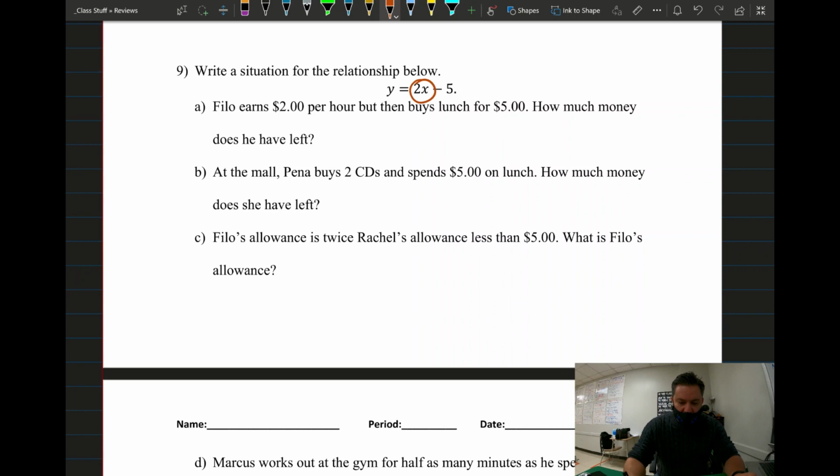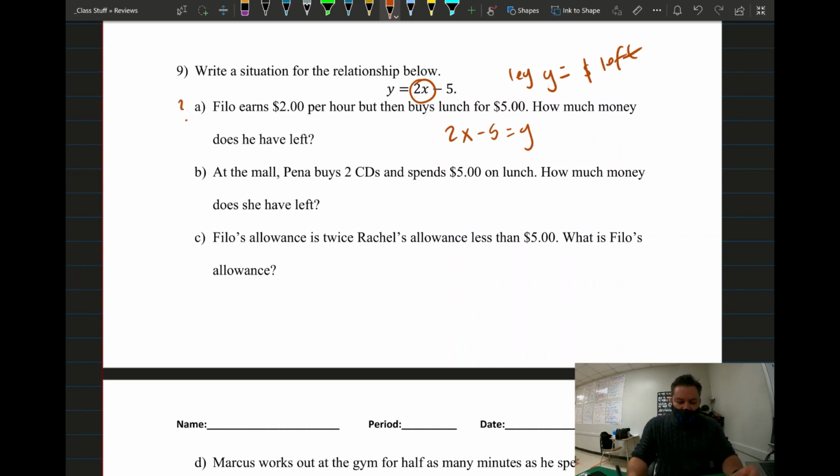Y is going to be, let Y be the money left. So he makes $2 per hour and then buys lunch, minus 5 equals Y. So that seems like it might be my answer, but it's kind of weird. So let's keep on going.